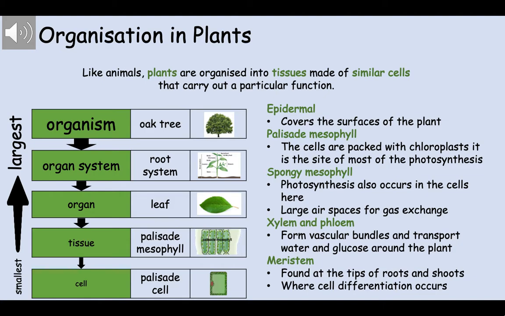Think of the spongy mesophyll layer as the plant's version of the alveoli in the lungs. Alveoli in the lungs is where oxygen and carbon dioxide diffuse in and out. The spongy mesophyll layer is the same.